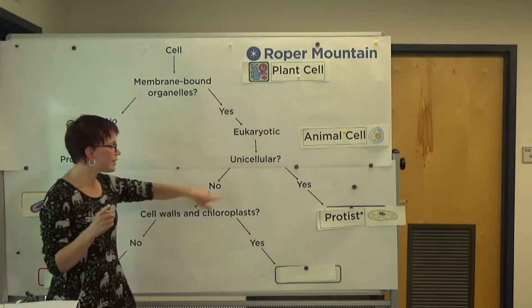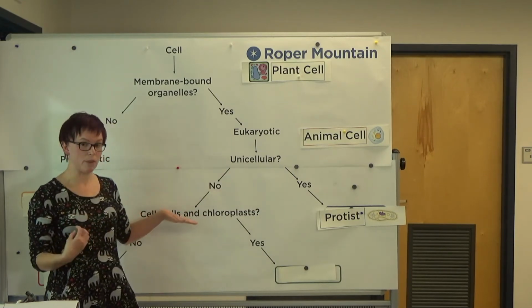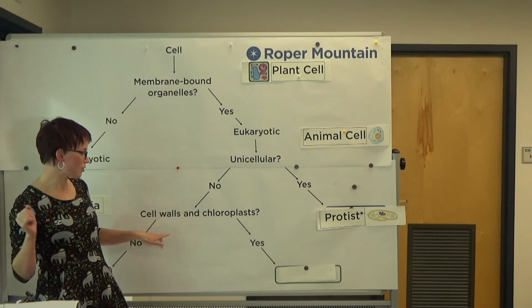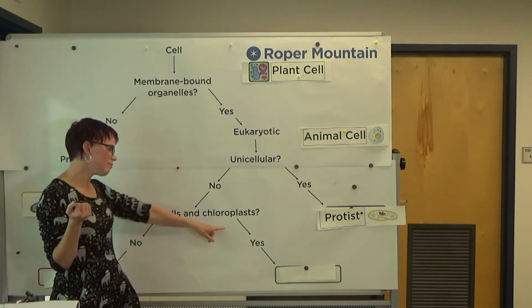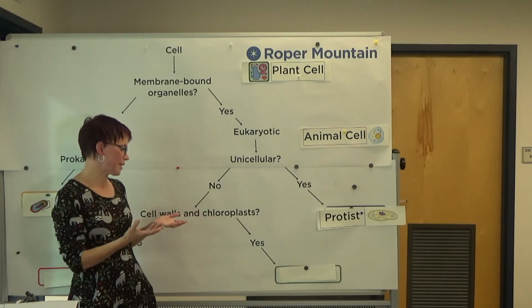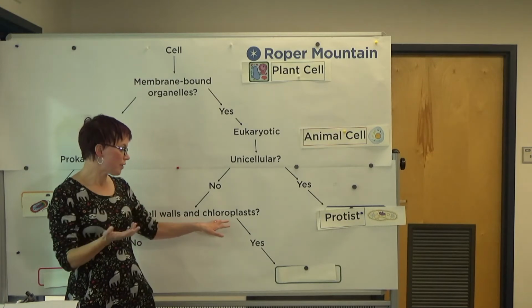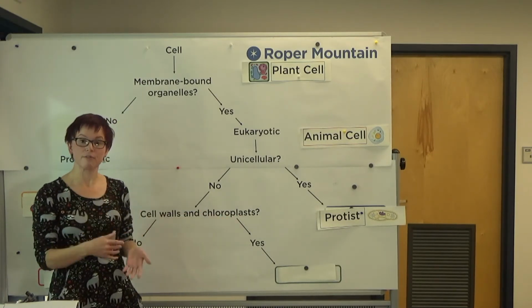All right, let's say you were like, no, it's not unicellular. I see a bunch of cells, or I know it came from something with a bunch of cells. The next question you ask yourself, can you see cell walls? Can you see chloroplasts? Chloroplasts are where photosynthesis takes place. There is chlorophyll in there.